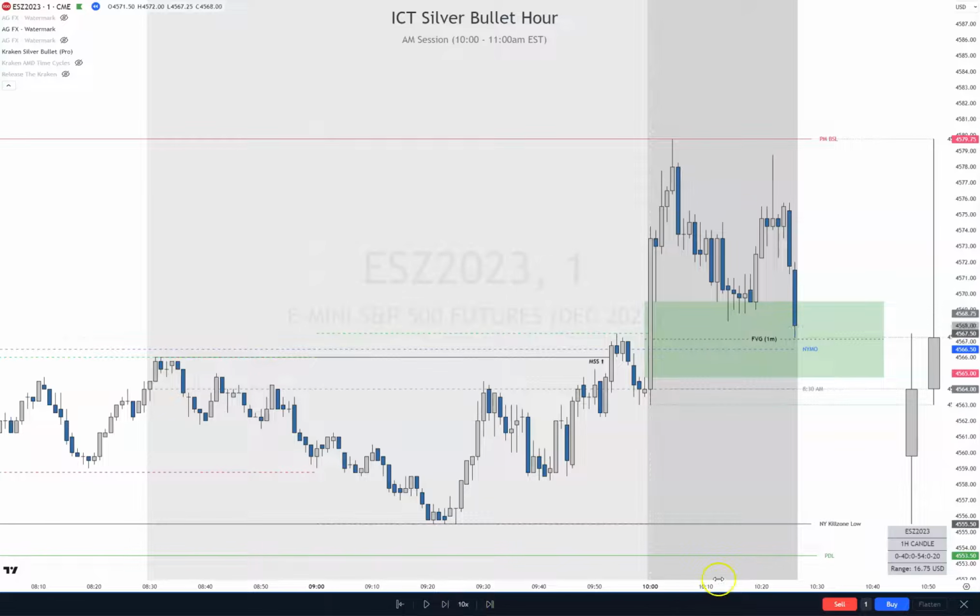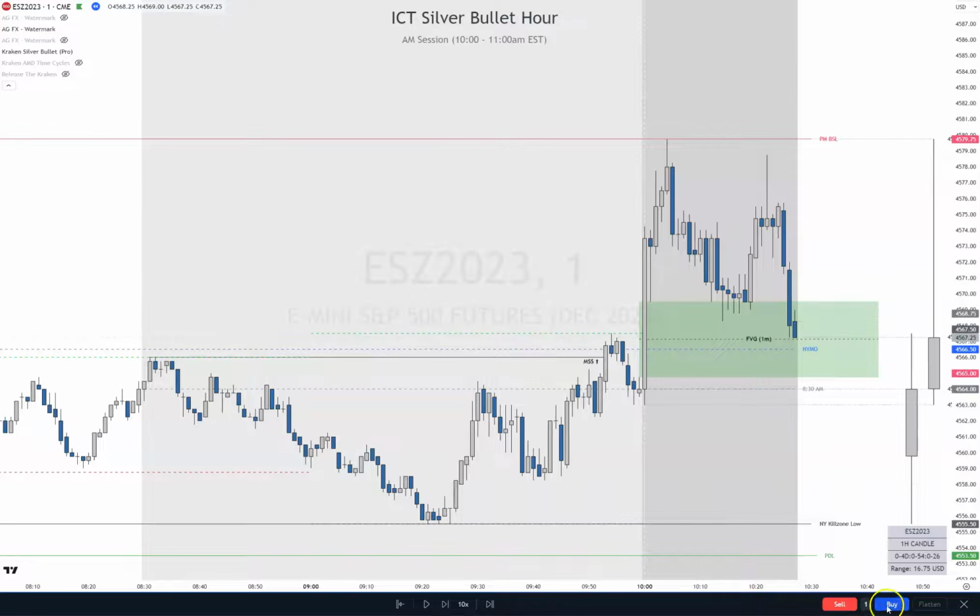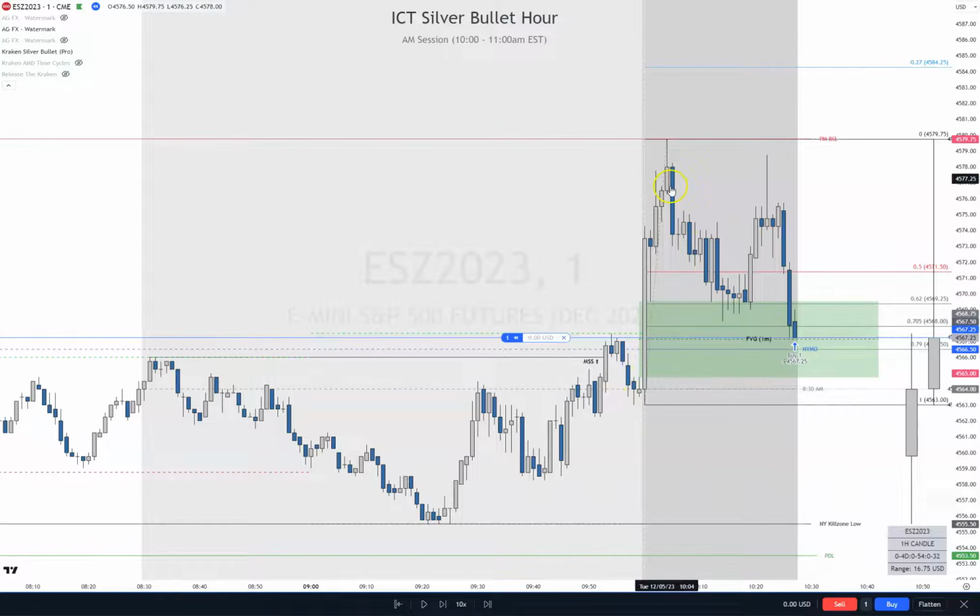Oh, beautiful. Beautiful, beautiful, beautiful. Let's buy there. Yeah, we're going to buy there. Let's pull our fib from high to low here and see. Optimal trade entry is right in here as well, as is consequent encroachment. Another reason to go long here. So it's just a very good trade.